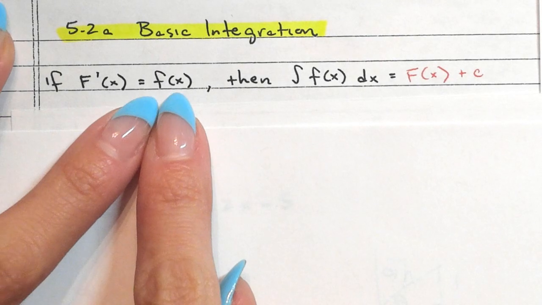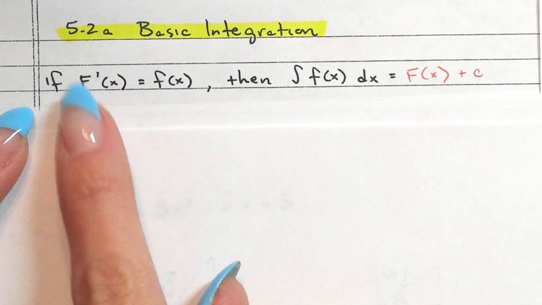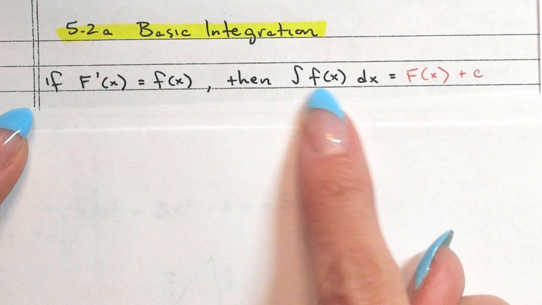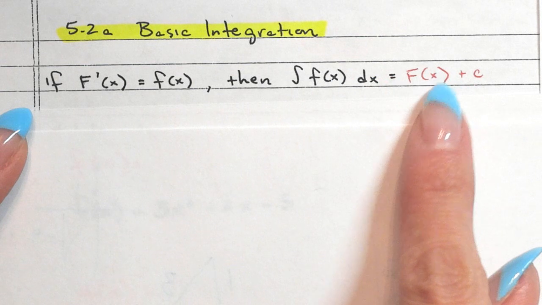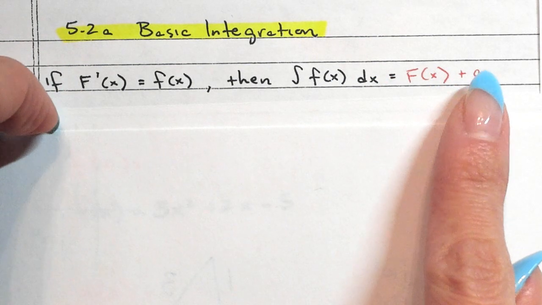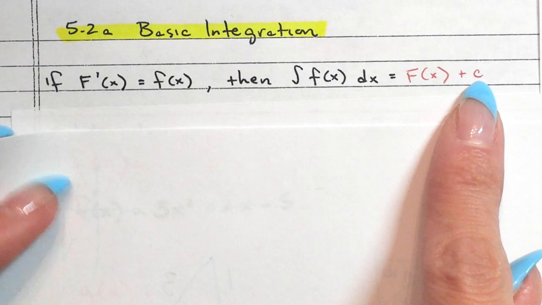Right here, what I wrote is, if f of x is the derivative of a function, then the integral of f of x is that original function plus c. So why would we have that plus c? What does c stand for? C actually stands for constant.